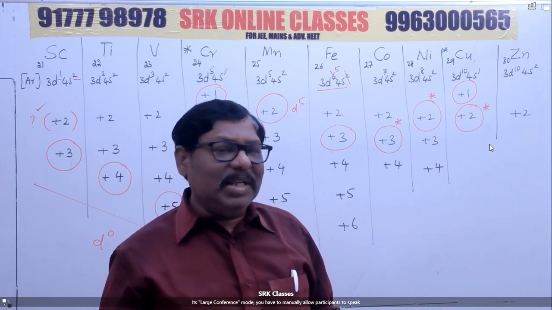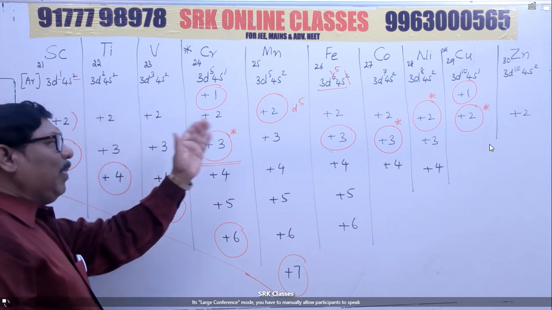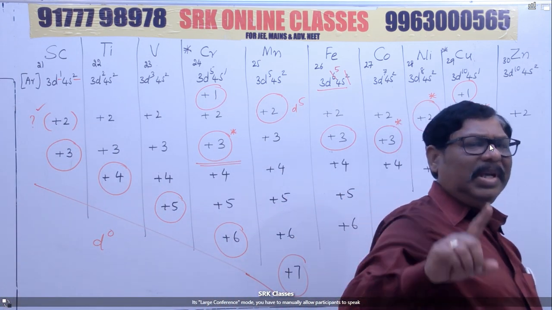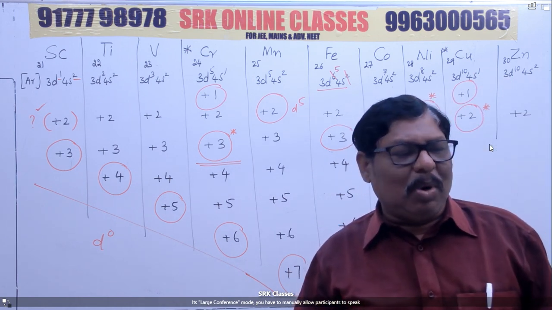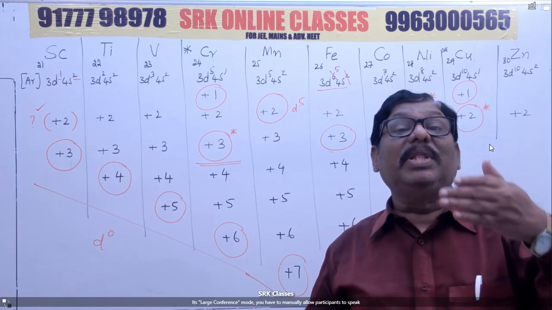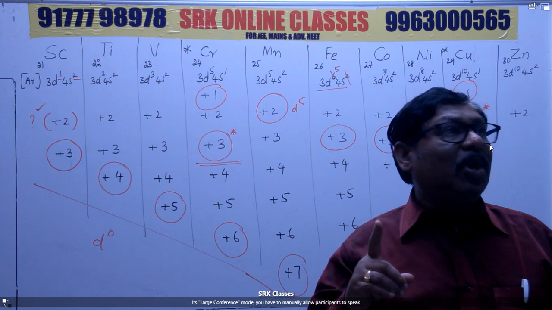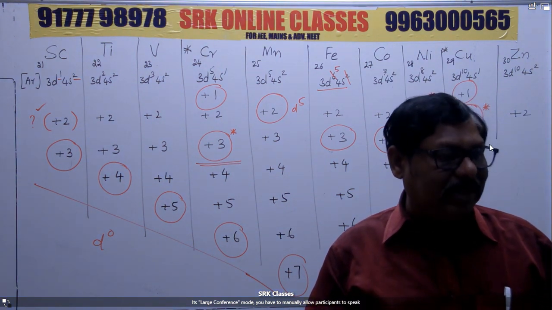Now, we'll generalize a few important points. Now listen carefully. What are the common points in the variable oxidation states? Number 1, except zinc, all remaining elements show plus 2 oxidation state or more than 1 oxidation state. Therefore, variable oxidation state is the characteristic property of transition elements.